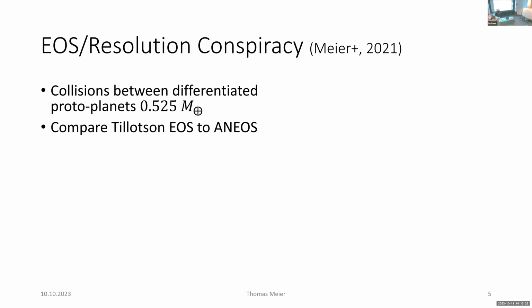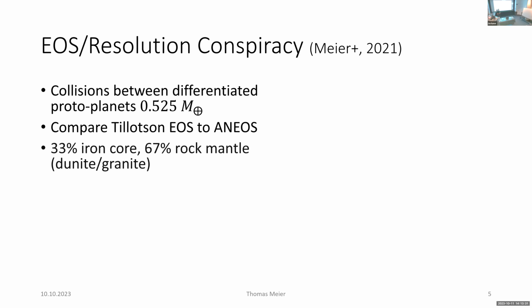We compared the Tillotson equation of state to a more modern, more physical equation of state, the ANEOS equation of state. And we used bodies that were fully differentiated with a 33% iron core and 67% rocky mantle, where we used dunite for ANEOS and granite for Tillotson.